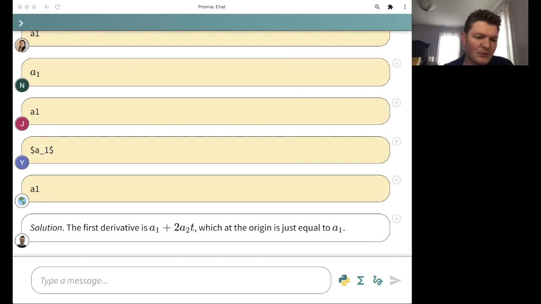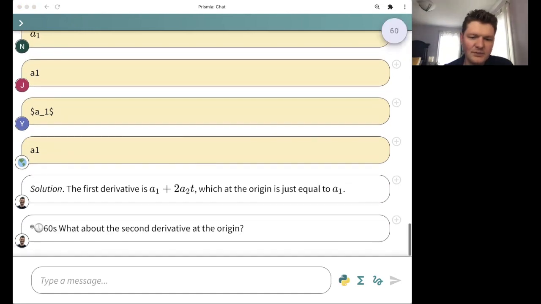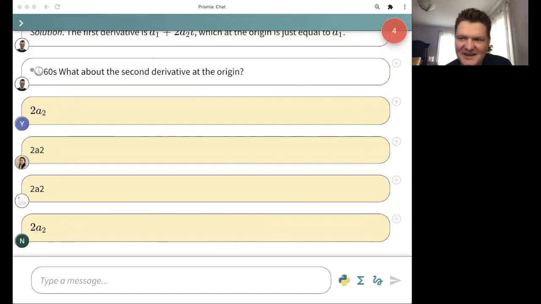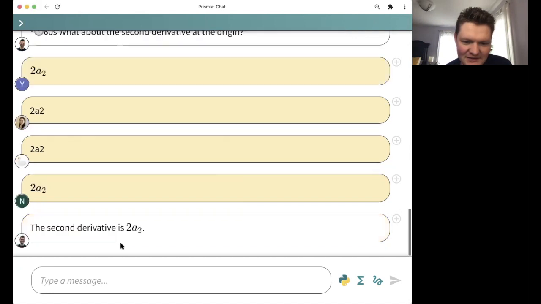So let's take that up one level and see what happens there. What about the second derivative at the origin? If I just differentiate one more time and substitute t equals 0, what do I get? I'm making sure the timer has a chance to get all the way to 0. I don't want to cut people off early, but people were getting that very quickly, which is good.